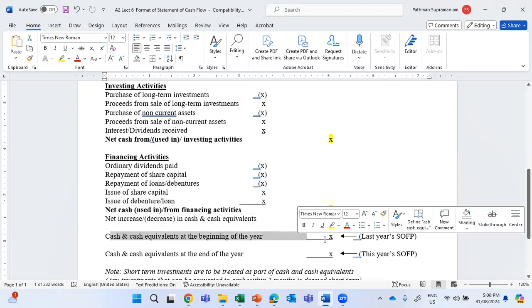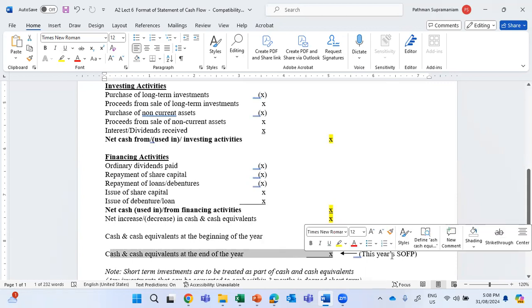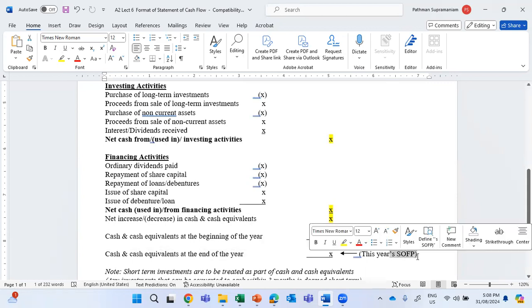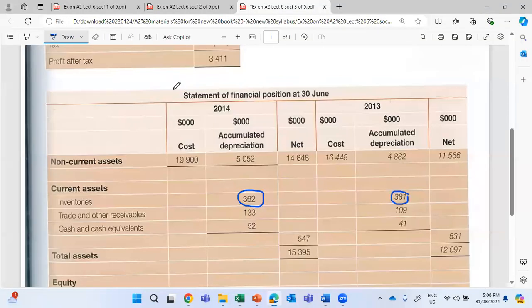Okay, so to this figure, you need to add your cash and cash equivalent at the beginning of the year. This you can pick up from last year's SOFP. So when you sum these two up, the amount that you get here should tally to this year's SOFP. Okay, so now I'll demonstrate a question. So question number 3.